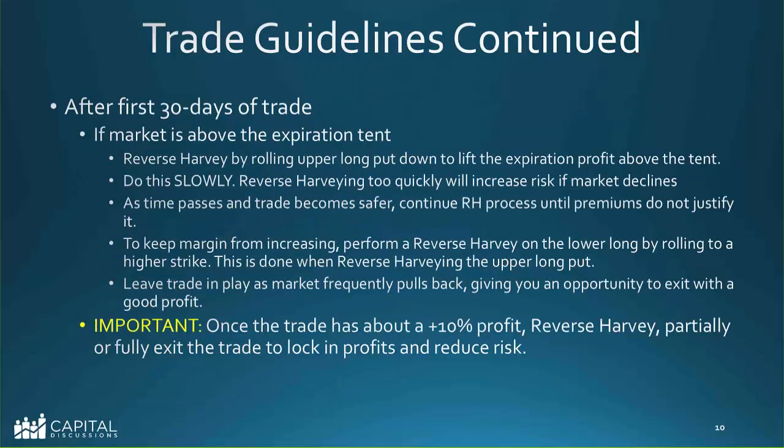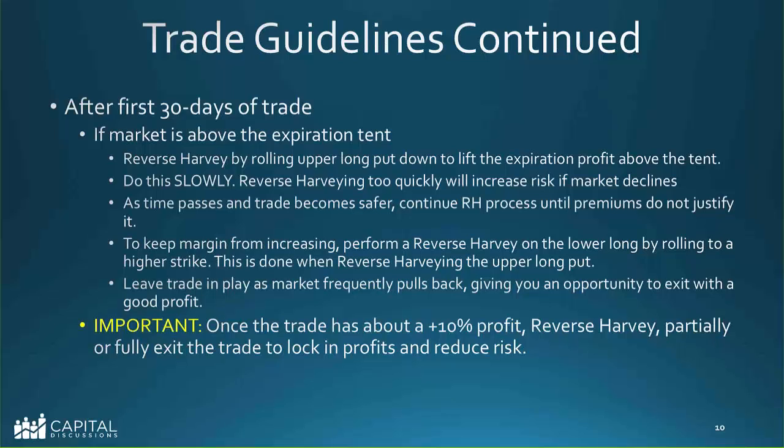And after the first 30 days, if the market has run up above the tent, there are some things we can do. Reverse Harvey by rolling down the long put to lift the expiration. So you're essentially adding a bullish vertical spread. And like we said earlier, you do this slowly. You don't want to reverse Harvey too quickly, again, because that increases your risk if the market declines.